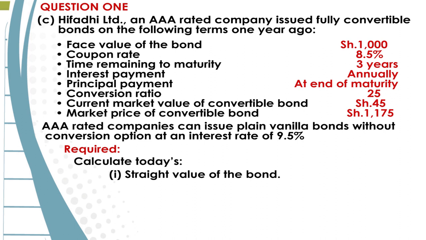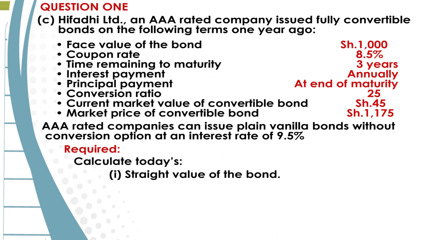We have the face value of the bond, the coupon rate, the time remaining to maturity, which is 3 years. The face value of the bond is 1,000 shillings. The coupon rate is 8.5%. The time remaining to maturity, 3 years. The interest payment is annual. The principal payment is at the end of the maturity. The conversion ratio is 25. The current market value of the convertible bond is 45 shillings, and the market price of the convertible bond is 1,175 shillings. So candidates were first of all required to calculate the straight value of the bond.